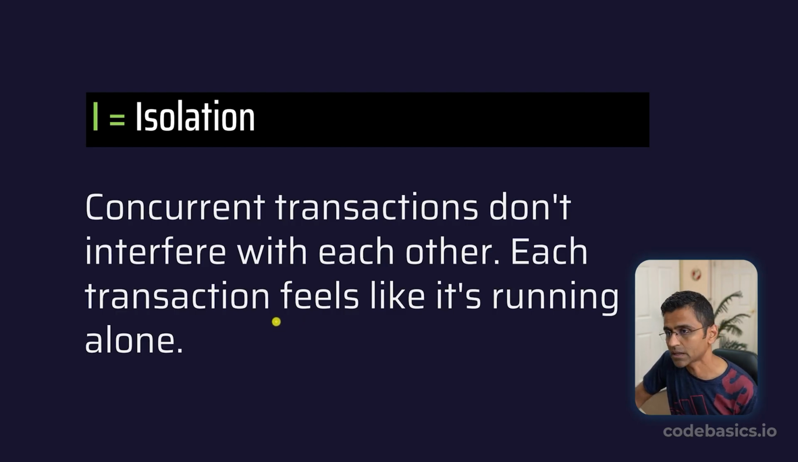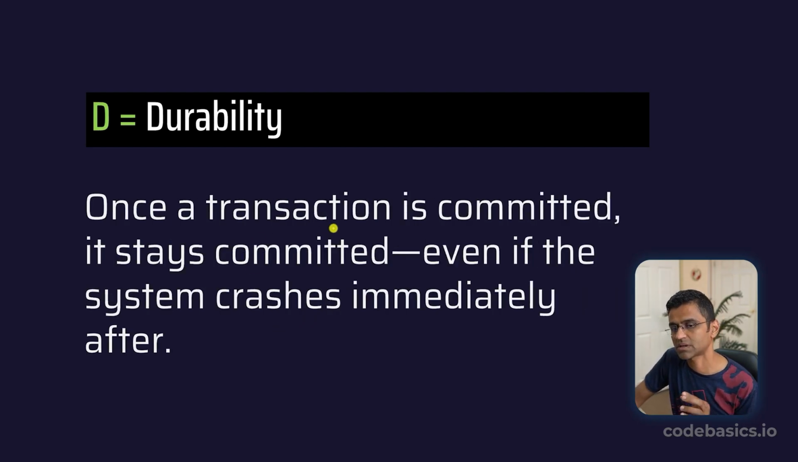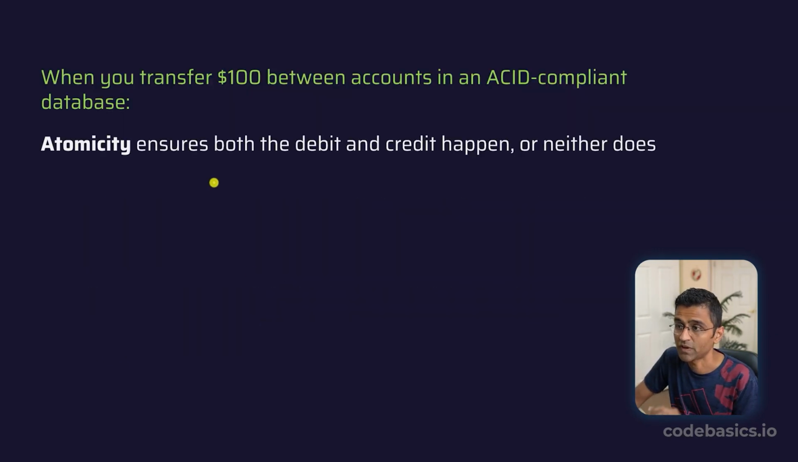Okay, then comes durability, which means once a transaction is committed, it stays committed even if the system crashes immediately after. So let's say you committed the transaction, and after it, even if the system crashes, it will stay committed. So it's called durability. So when you transfer $100 between accounts in an ACID compliant database, this is called the ACID principle in databases, and the databases that adhere to this principle are called ACID compliant databases.